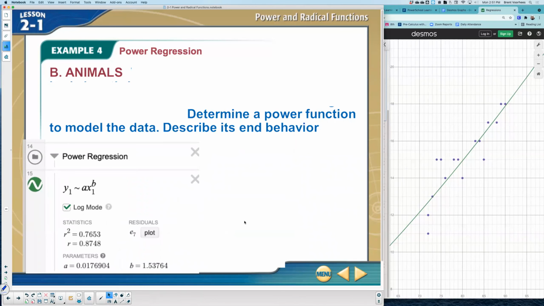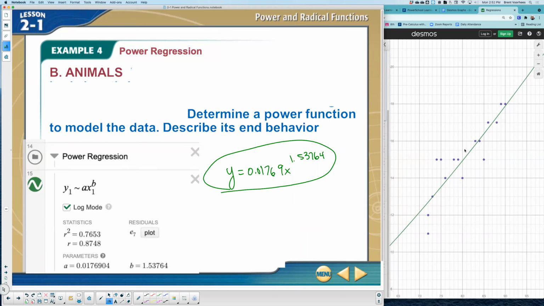So part B, what you would do is you would write your equation as y equals the a value, 0.1769 x to the power of 1.53764. I did 5 decimals on both. I think that's to the 10,000th right there. That would be my equation for part B.